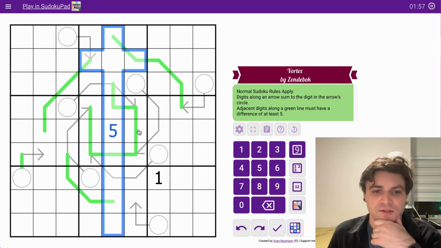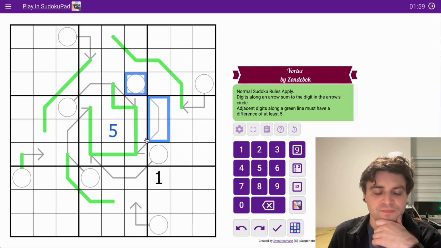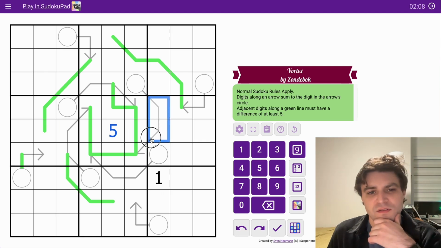Maybe it can go in this circle if this was like a 1, 1, 2, 1, 1, 3, something like that. I guess maybe this can't be a 5. How do we get a 5?